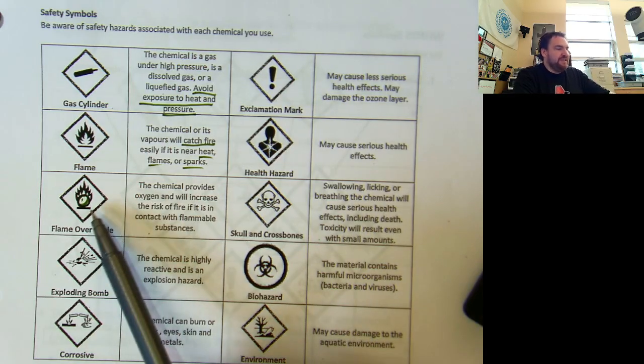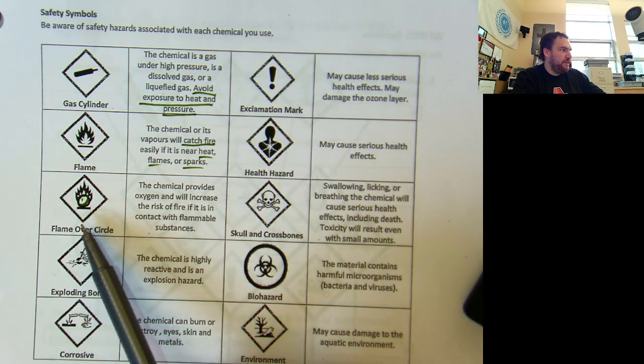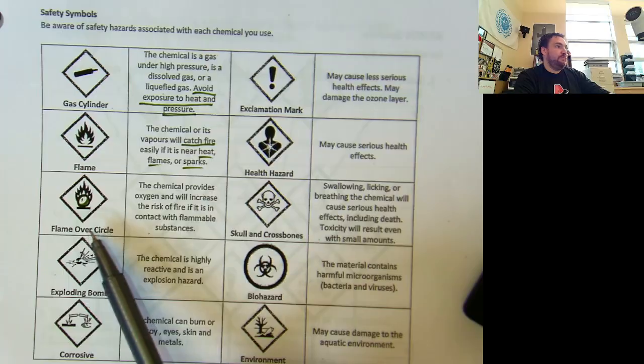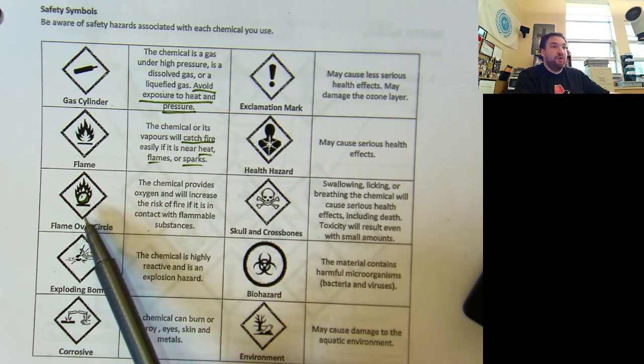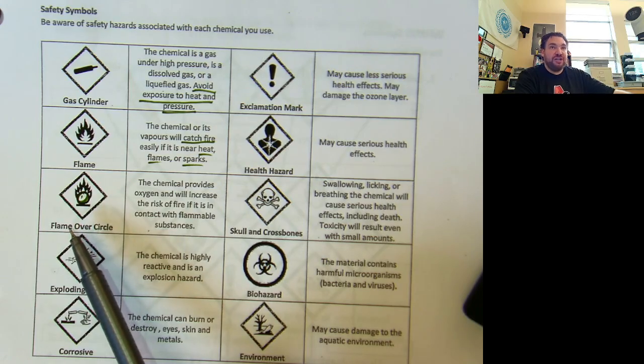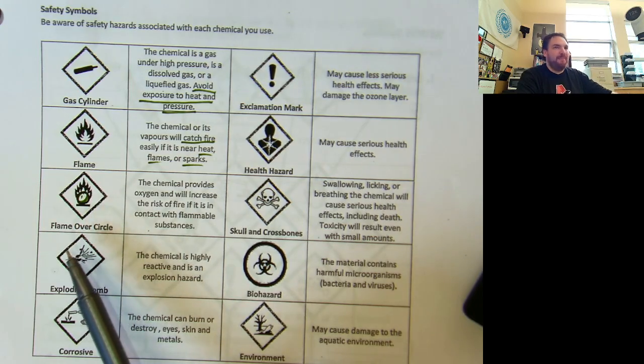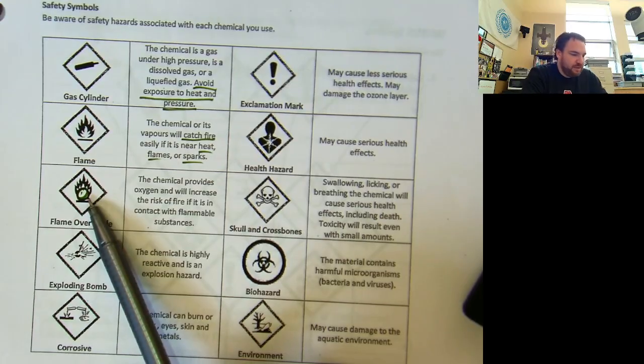What this symbol means is that whatever chemical you're working with creates an oxygen source. If you make it available, it will produce a ton of oxygen, which means it will make other things more flammable because fire needs oxygen. This symbol means the chemical will produce oxygen, letting everything else burn better. That's what that symbol means.